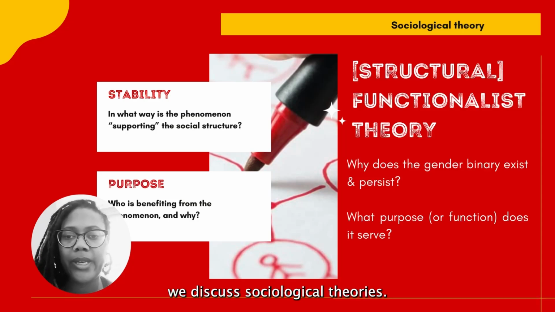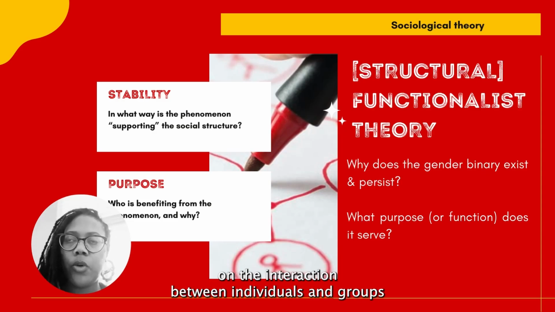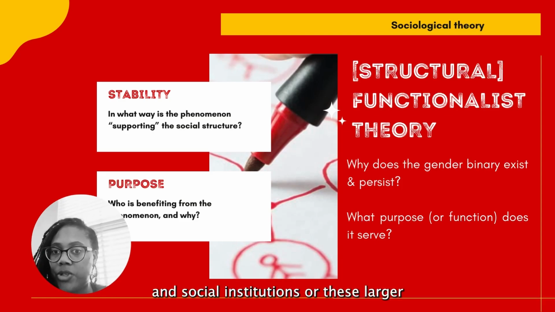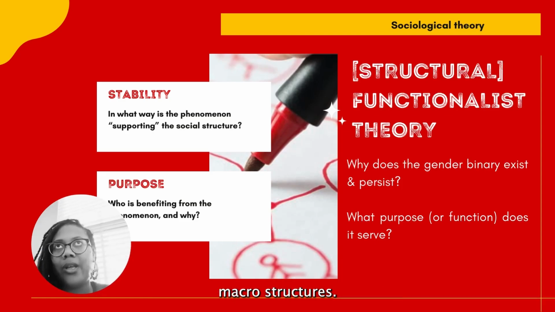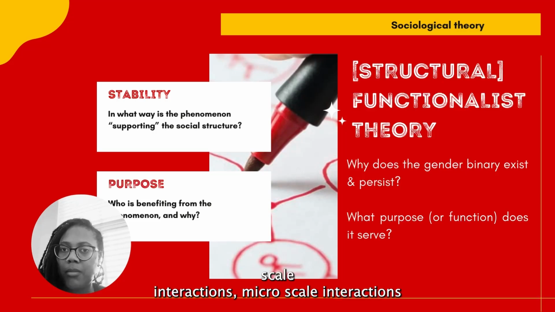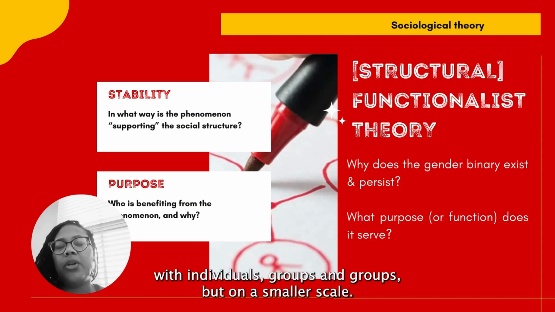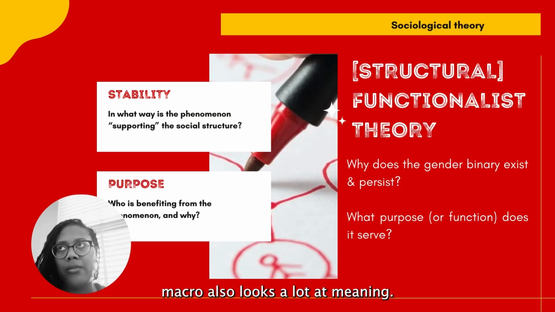So typically, we discuss sociological theories in two categories. There are the macro level theories, which usually focus on the interaction between individuals and groups and social institutions or these larger macro structures. And then there are the micro level theories that focus on smaller scale interactions, like individuals with groups, individuals with individuals, groups and groups, but on a smaller scale, right? Macro also looks a lot at meaning.